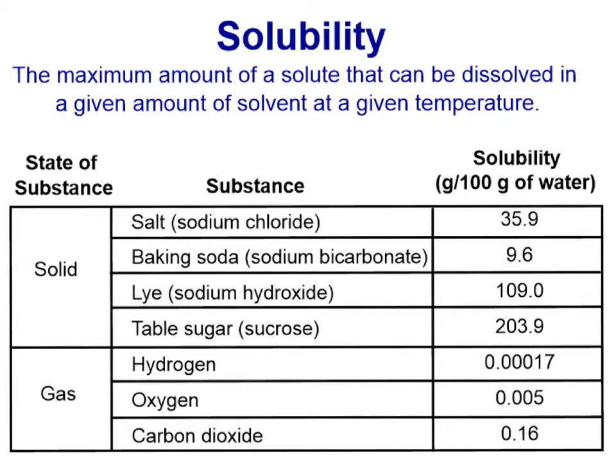There are different ways we can measure the amount of solute that a particular solvent might be able to dissolve at a given temperature, and one way could be grams of solute per 100 grams of water, if we're talking about the solubility of these substances being dissolved in water. This is one way to quantify that. You can see that there's a wide variety of solubilities here. Gases have much lower solubility than the solids, and even within the solids, baking soda is not nearly as soluble as, say, table sugar.